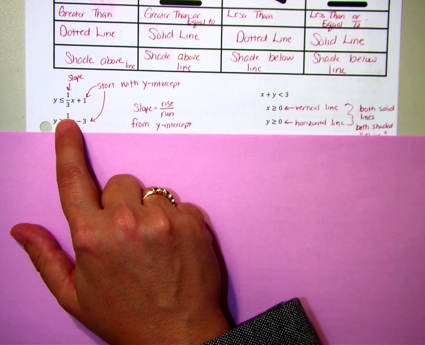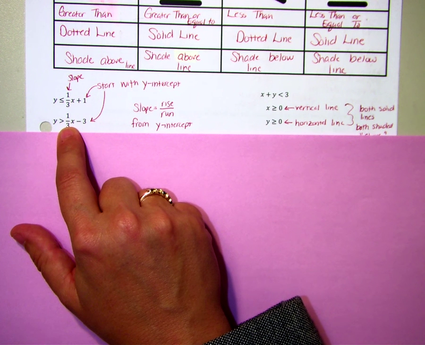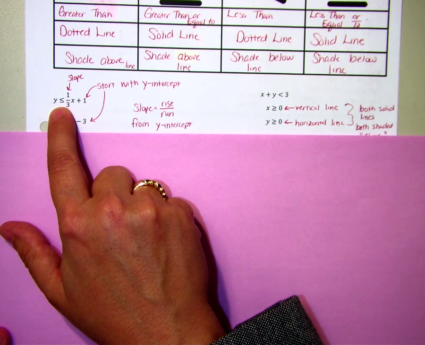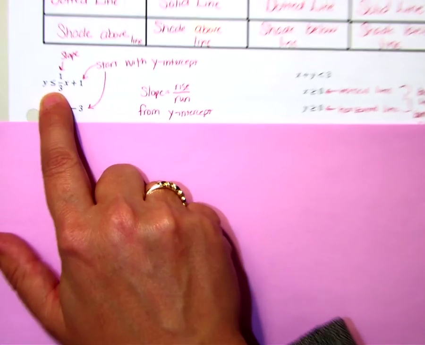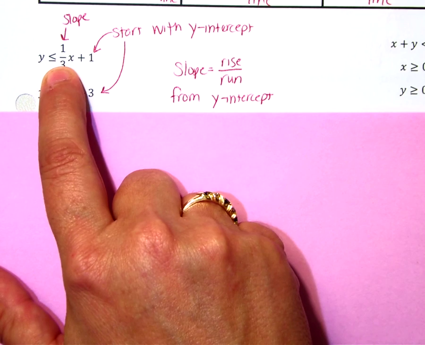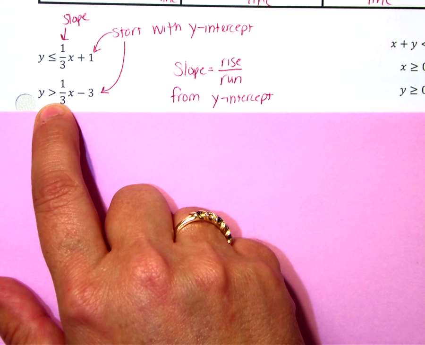Note I did the shading very light. I did it in one direction so that I'll be able to tell the difference between the two. For the second equation, the y-intercept was negative 3, and from there I rose 1 and ran 3. Once again, it's a negative 3 y-intercept, so I rise 1 and I run 3. It's a dotted line, and it's shaded above.